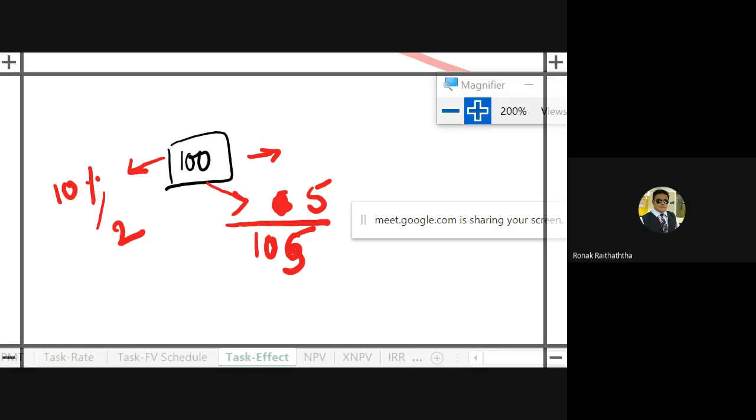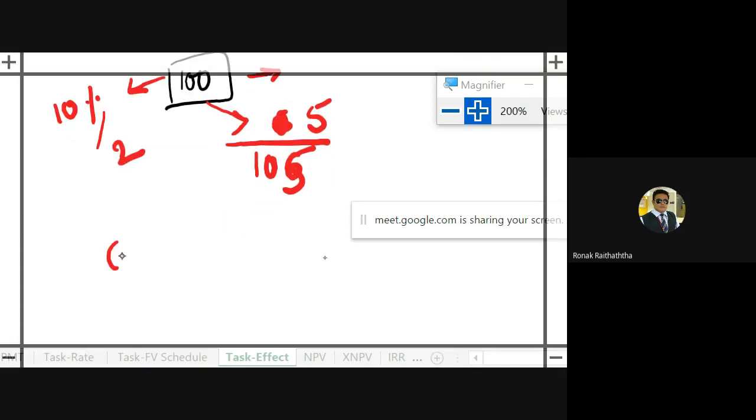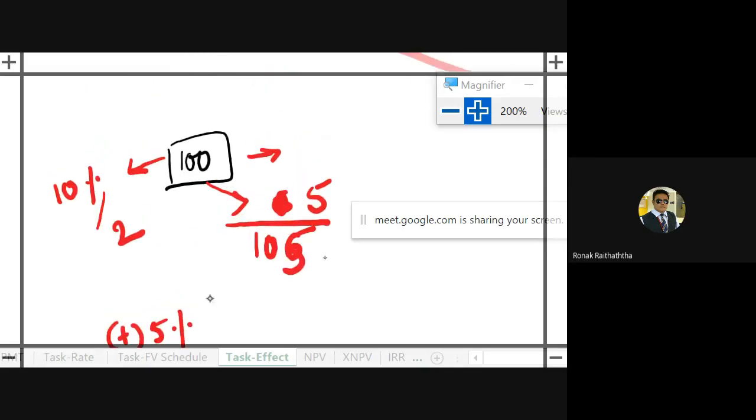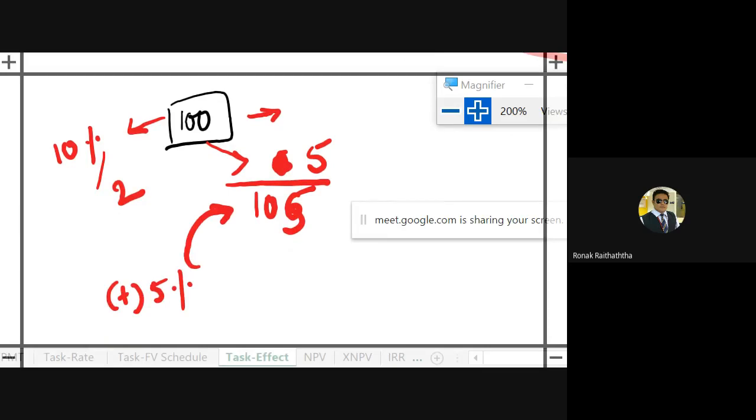So if our total face value stands at 105, on that, if you add 5% more, now that 5% is not on 100, that's on 105. Now if you add 5% on 105, what is the answer you get? Can someone tell me manually, please? 5.25 if I'm not wrong.